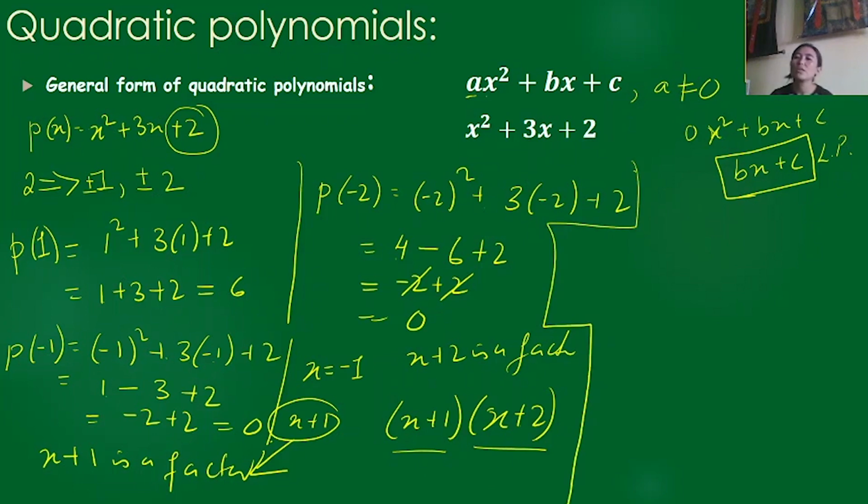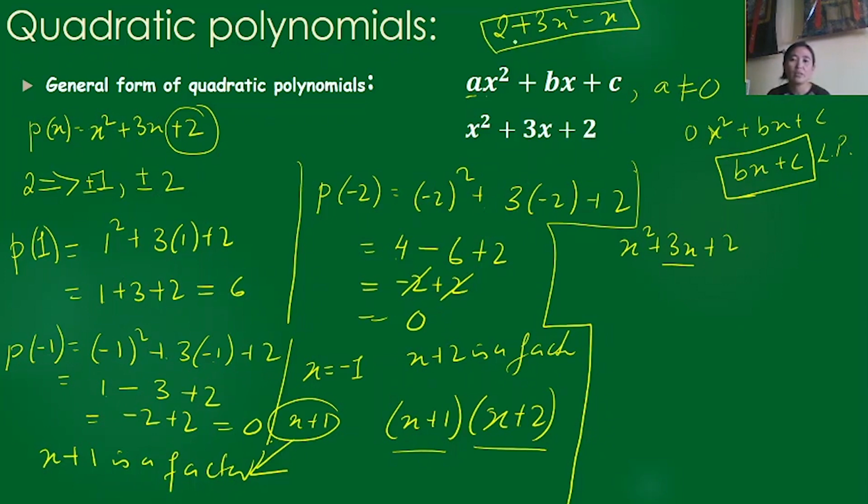Now let's try to use the splitting the middle term method. In the given quadratic, that is x square plus 3x plus 2, the middle term is 3x. A very important thing to keep in mind is that whenever you are dealing with a polynomial, you should arrange the terms in the descending order of their powers. For example, if I have a question like 2 plus 3x square minus x, this is the question.